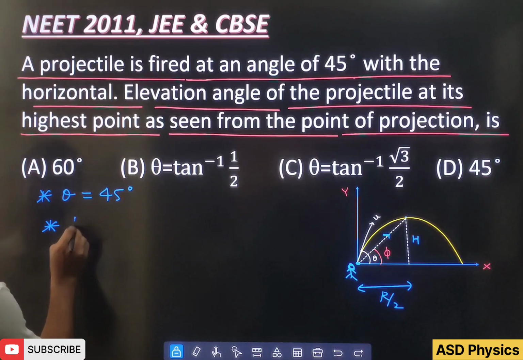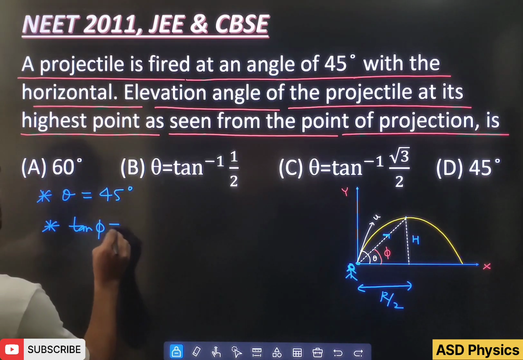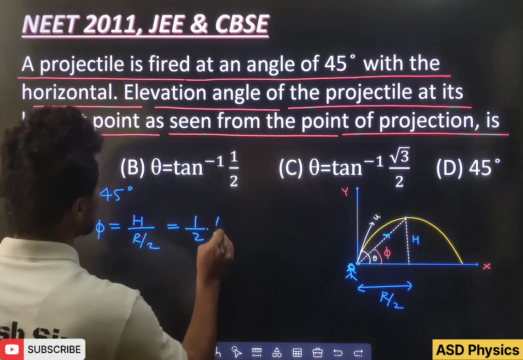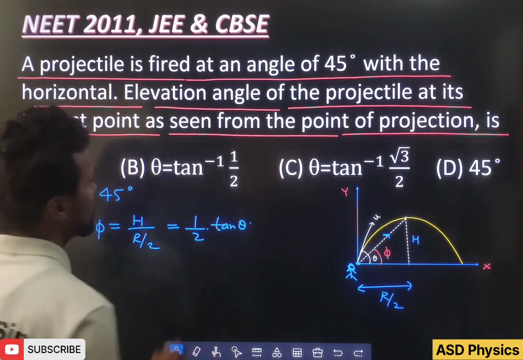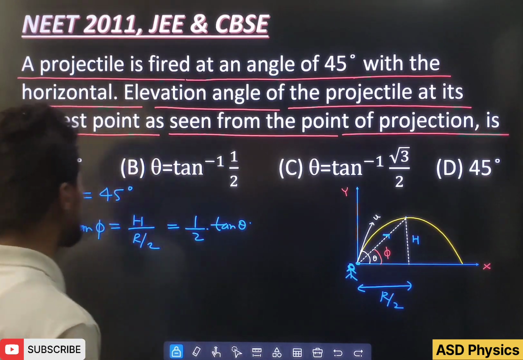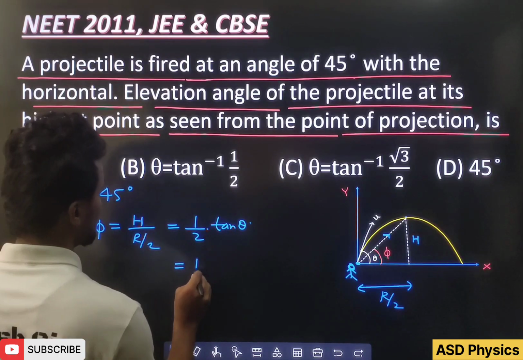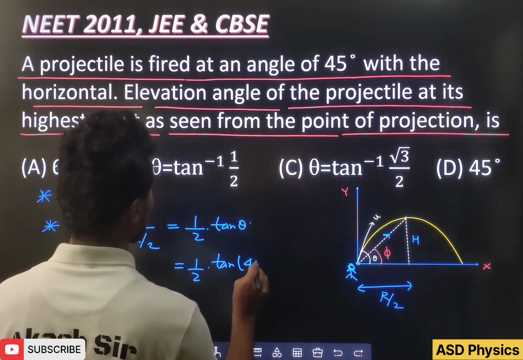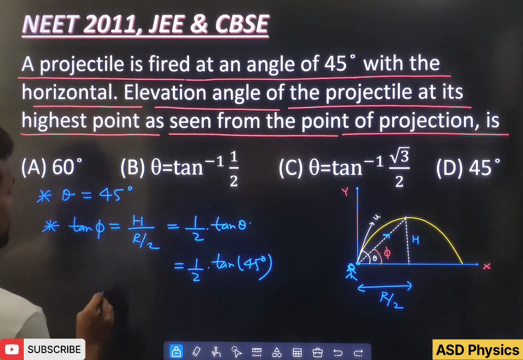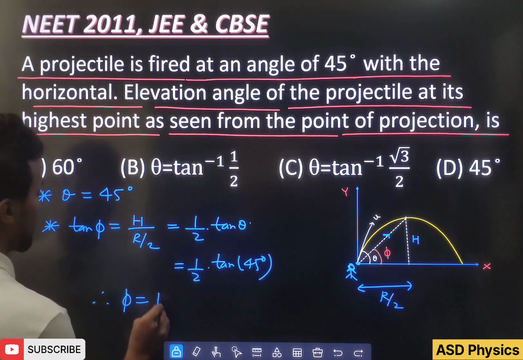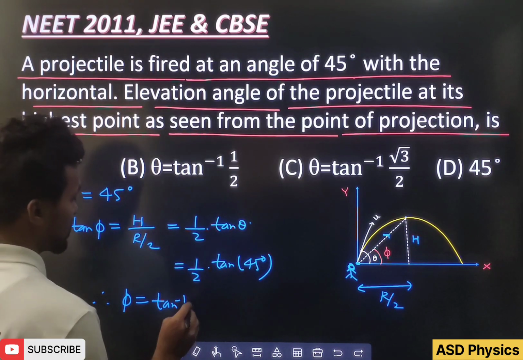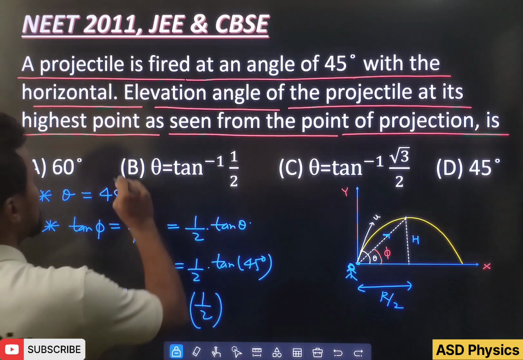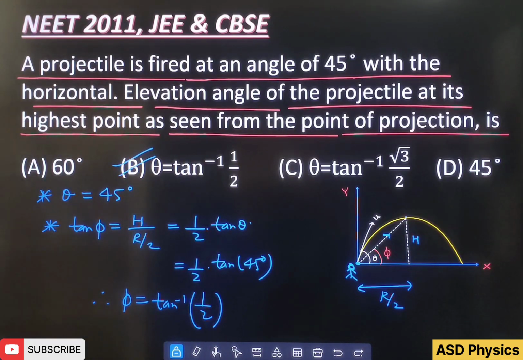Okay, but I will tell you direct formula. This tan phi is equal to how much here? H by R by 2. But when you put all these values here, the direct formula I have told you to remember in a previous video: tan phi equal to half tan theta. That means half into tan theta, how much here? 45 degree here. So from here phi will come what here? Phi will come here tan inverse, and tan 45 is 1 only, so it will become here the 1 by 2. So phi equal to tan inverse 1 by 2 is the correct option here. Option B is the answer.